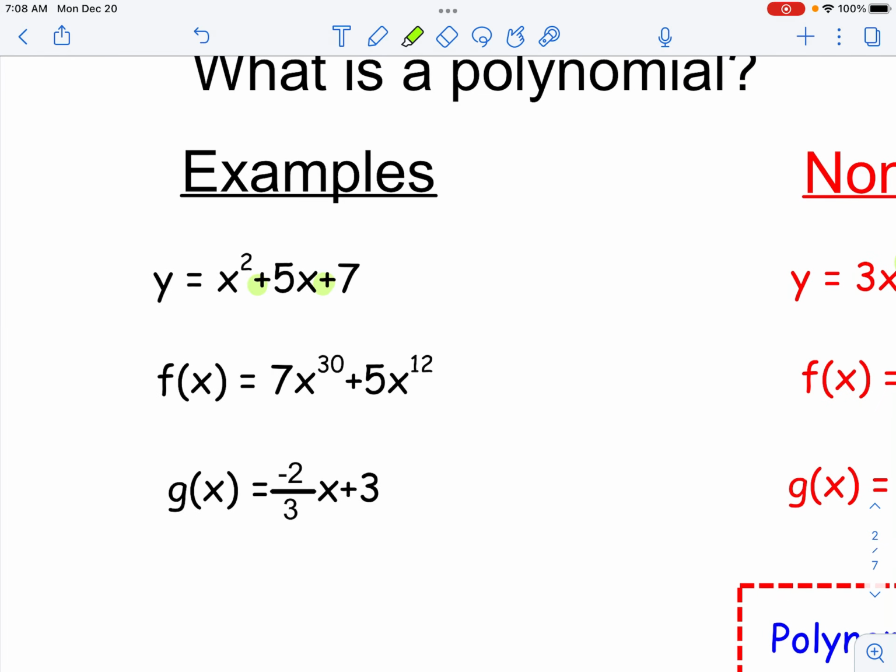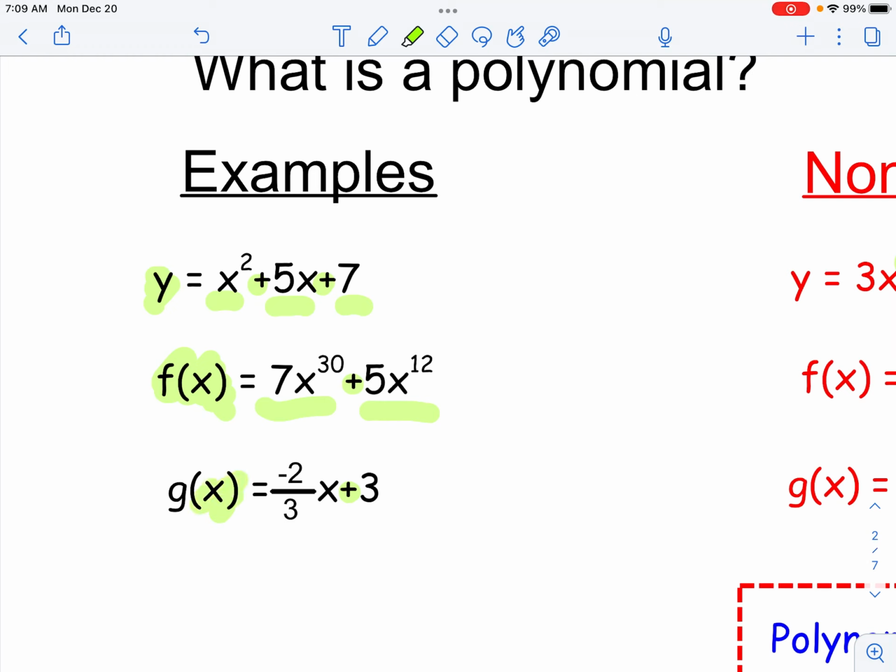So these are all examples over here on the left. They're separated by addition or subtraction symbols. These are all separated by addition symbols. So this would be a 3-term polynomial. You've got an x squared, a 5x, and a 7. The second one, instead of writing it y equals, I wrote it f of x equals. And that's fine. You can write it in function notation like this, or you can write it as y equals, like the first one. So this would technically be a 2-term polynomial. The first term is 7x to the 30th. The second term is 5x to the 12th.